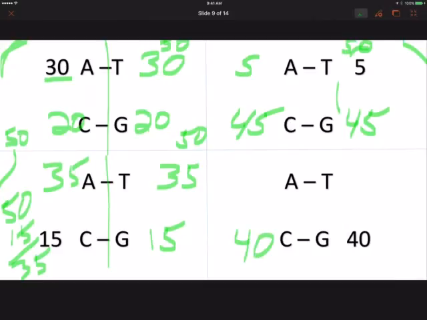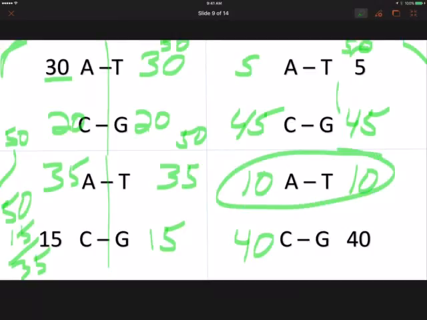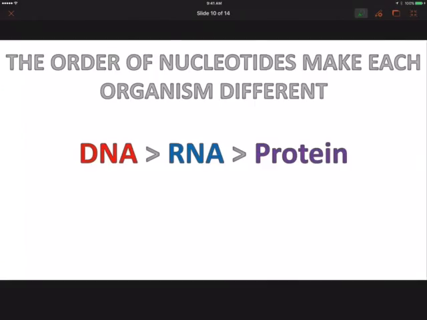And bottom right, 40 C's, 40 G's. So if I do my math, 50 minus 40, I'll have 10 T's, which means I'll also have 10 A's. So I have 20 plus 80, that's 100, so I know I'm right. So you'll get some more practice doing that in the future.